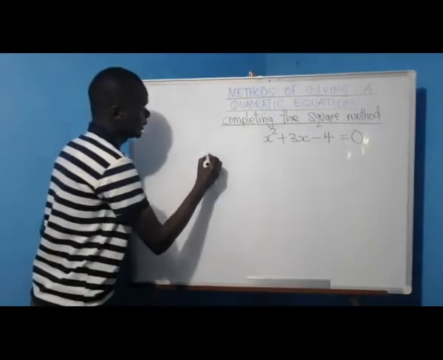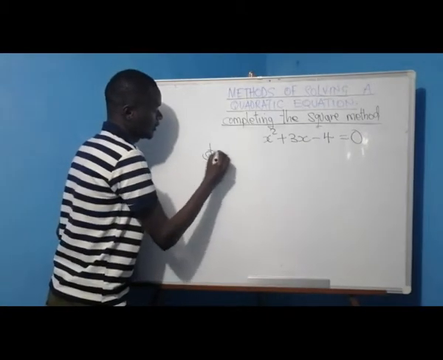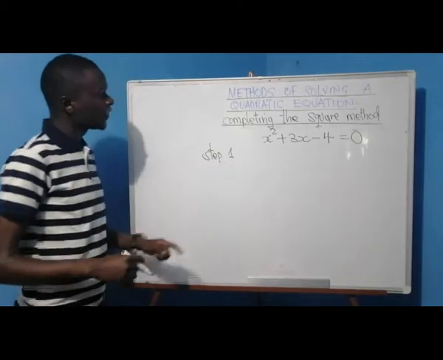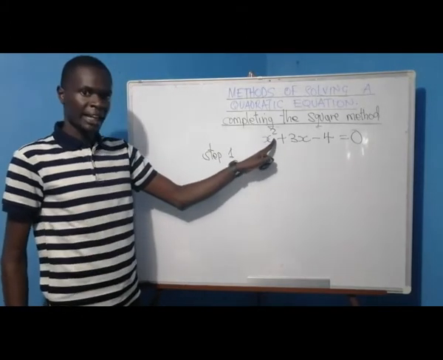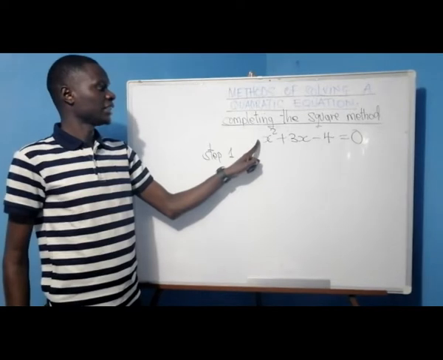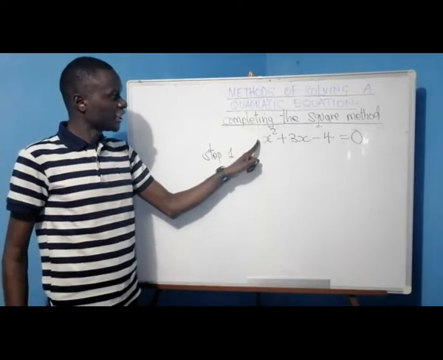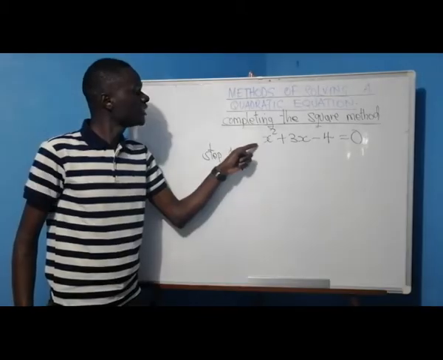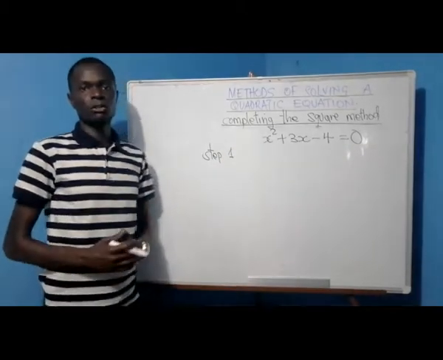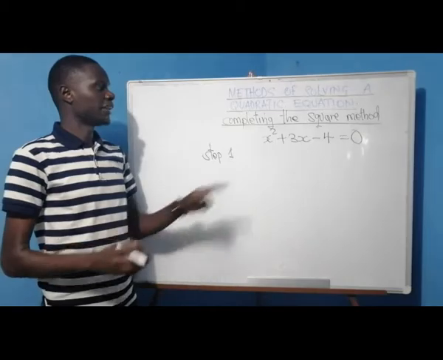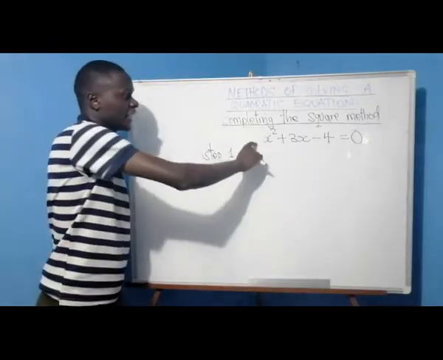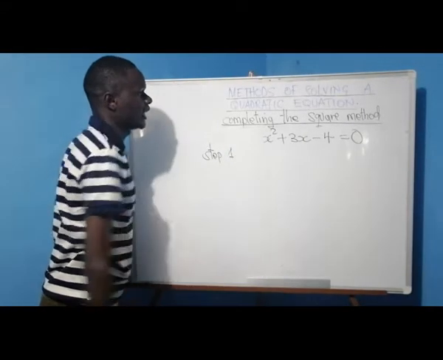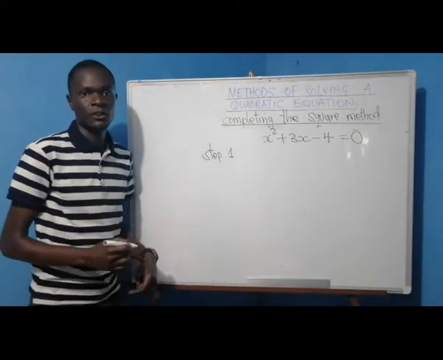So step one, we ensure that the coefficient of x squared is 1. If it is not 1, then we divide through by the coefficient of x squared, by that number that is there. In this case, the coefficient of x squared is 1, and therefore we proceed to the second step.